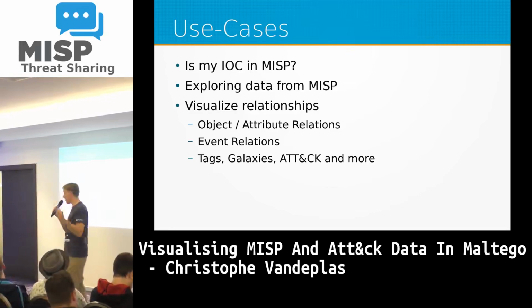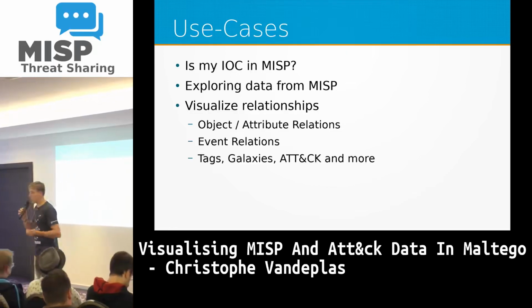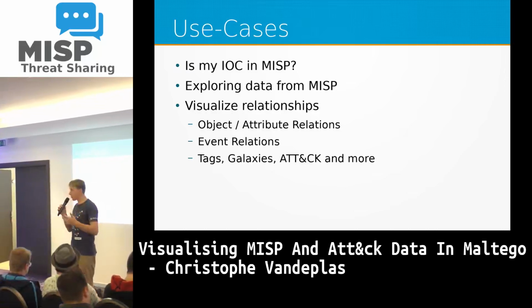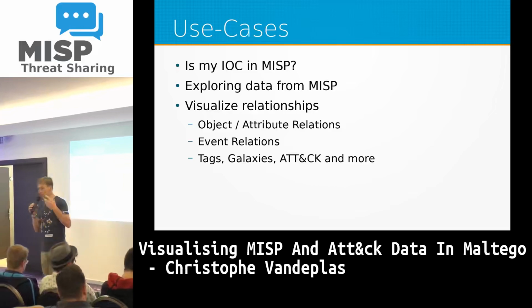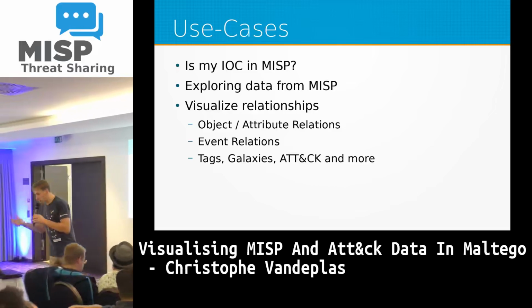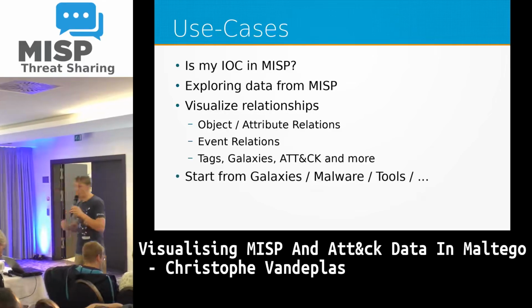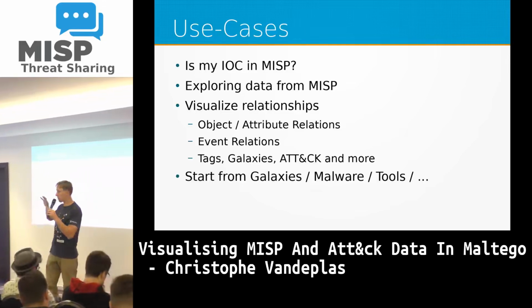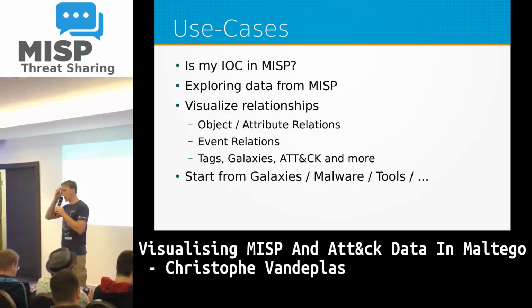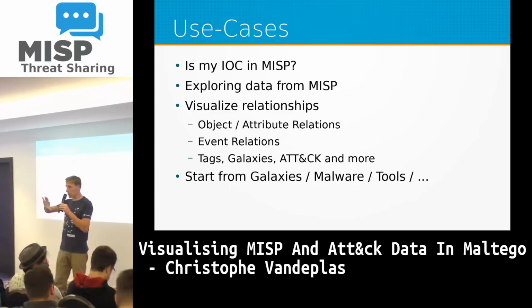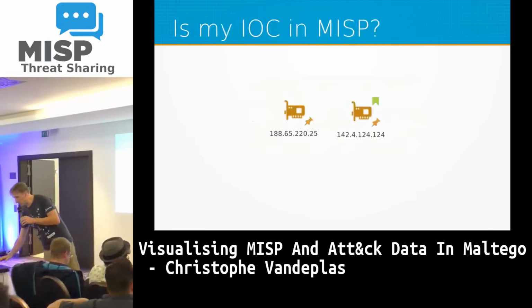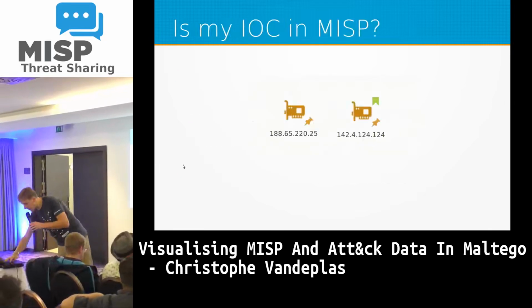We have TTPs. We mentioned them a bit earlier about ATT&CK. Those TTPs also have a relationship to specific actors and campaigns. So there's a lot of relationships, and those relationships really make sense when you look at them from a visual perspective, because we're not really good at visualizing everything in our heads. We need tools. We need to see it in front of our eyes. So these are a few use cases.